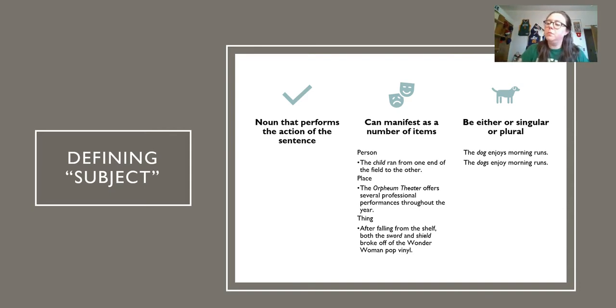Sometimes writers will believe that nouns exclusively have to be human for one reason or another, but that is certainly not the case. Nouns can even be inanimate objects. So, for example, looking at that person, place, thing setup that we just discussed, yes, it can be a person. The child ran from one end of the field to the other.